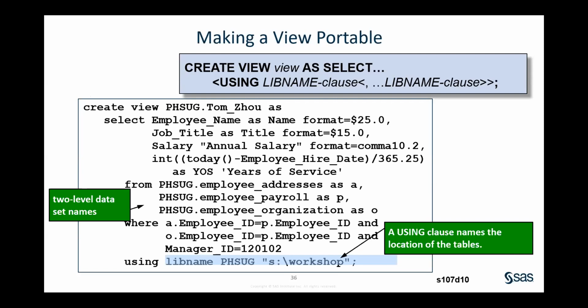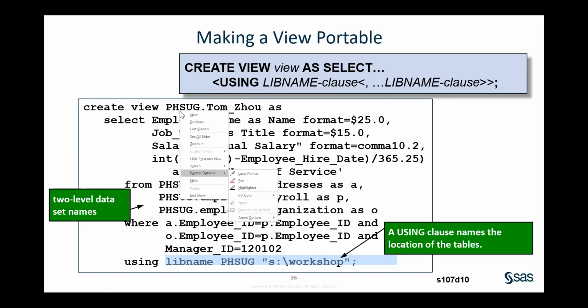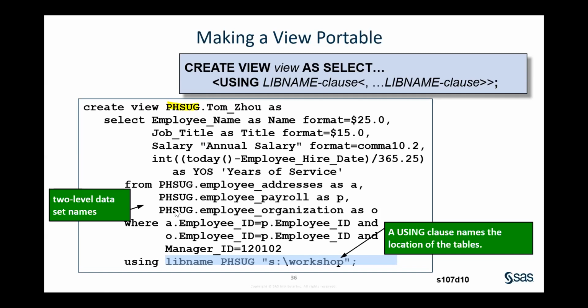This using clause specifies the library for the location of the data sets of the tables that I'm using in this view, right? And if you see here, you'll probably say, oh, by the way, the phsug library is being used for the view as well as for the tables. Which phsug is this using clause alluding to? It's basically alluding to this location of the data sets. Tom can definitely create another phsug library and save his stored view. Perhaps he saved it on the C drive. He can go and save it there. No problem, it won't conflict.